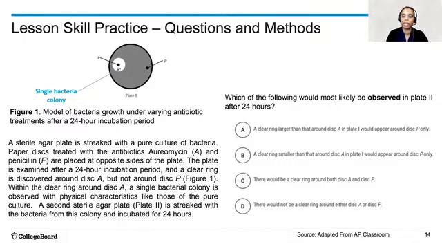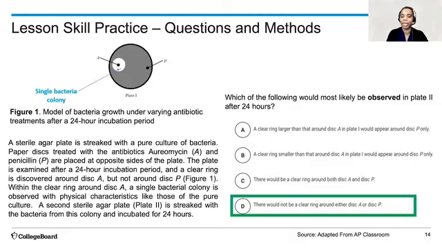Which of the following would most likely be observed in plate 2 after 24 hours? Did you pick choice D? The answer says there would not be a clear ring around either disc A or disc B. And I think it's really important that you go back to the paragraph and you notice it says a single bacterial colony is observed with physical characteristics like those of the pure culture. So it should be behaving like all the rest of the cells in the pure culture. And so that's why you're not going to see a clear ring around either disc A or disc B.